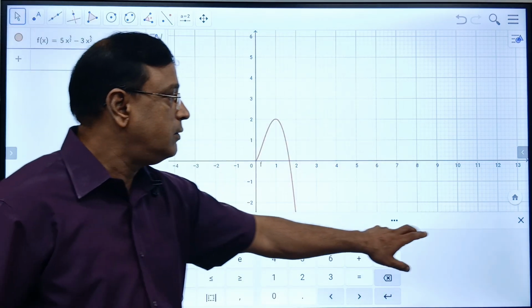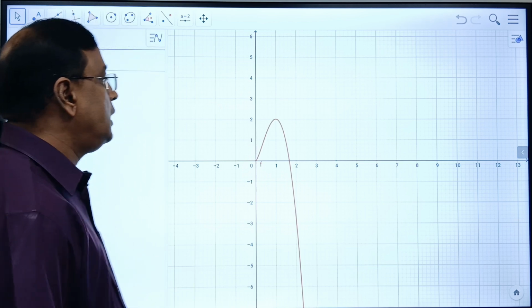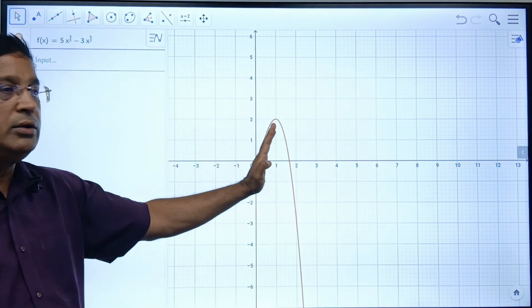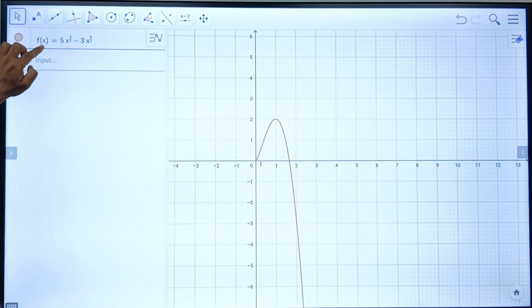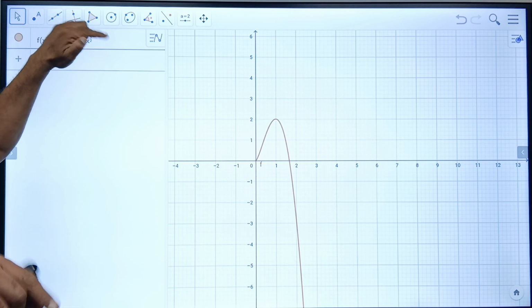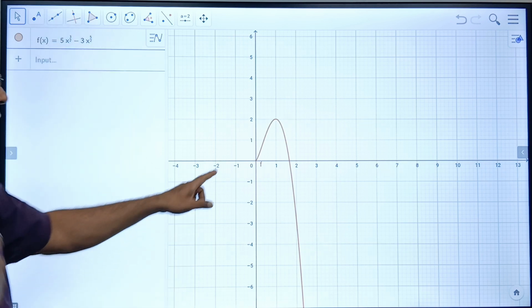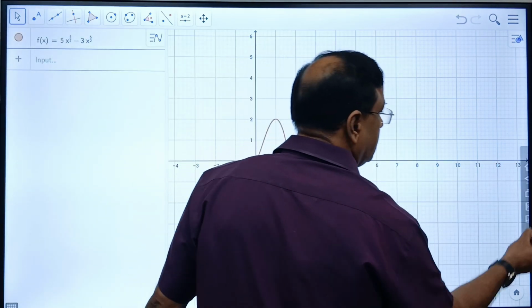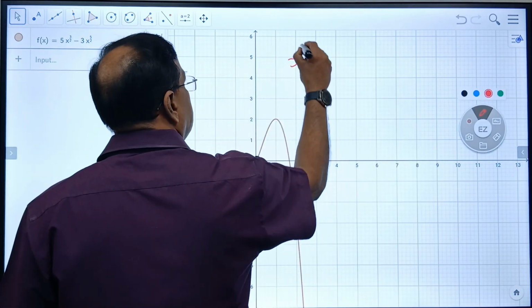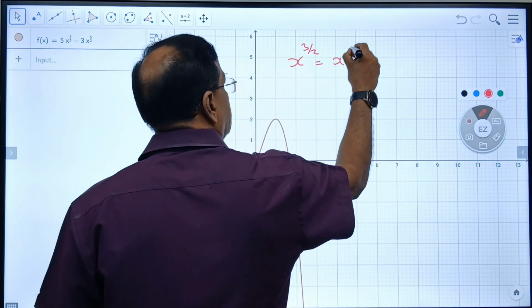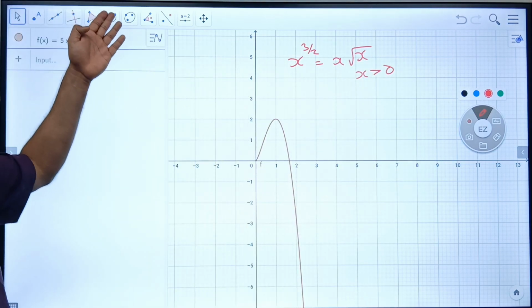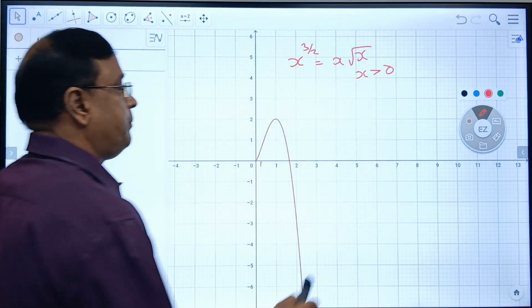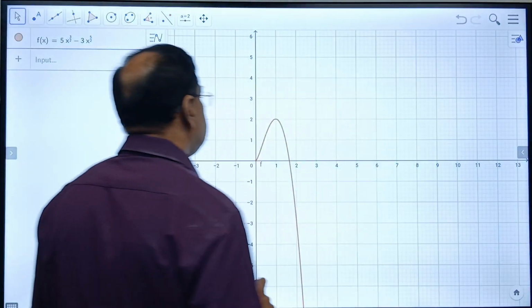See this graph? And you can see clearly there is no graph beyond 0. Below 0 you cannot find the graph because x^(3/2) means x root x. Root is possible only when x is positive, right? That is the reason. I hope you know the reason. When you say x^(3/2), it is x root x. So root x is possible only when x is greater than 0. So even if they don't mention it in the question, you are supposed to know it.